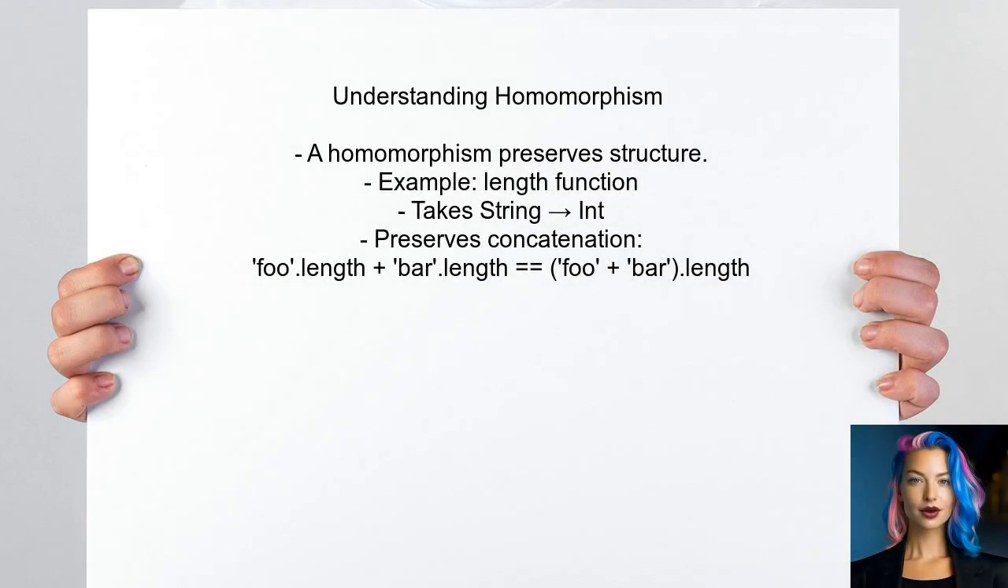Let's begin by understanding why the example provided is a homomorphism. The user can think of a homomorphism as a structure-preserving map between two algebraic structures. In this case, the length function takes a string and returns an integer while preserving the operation of concatenation.